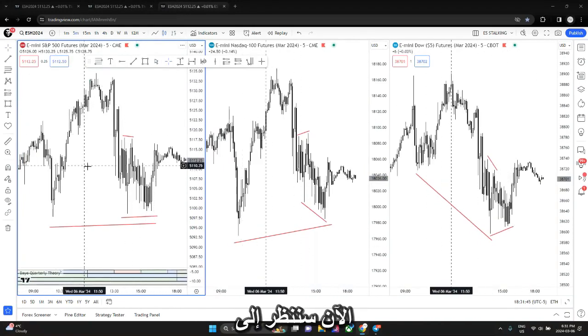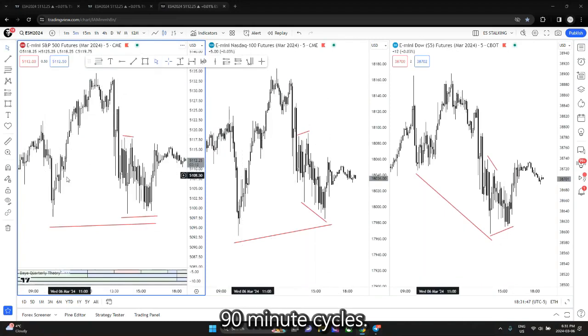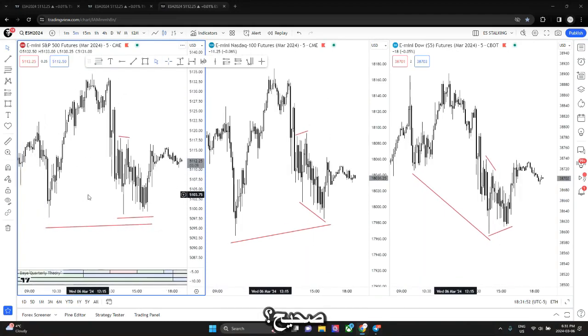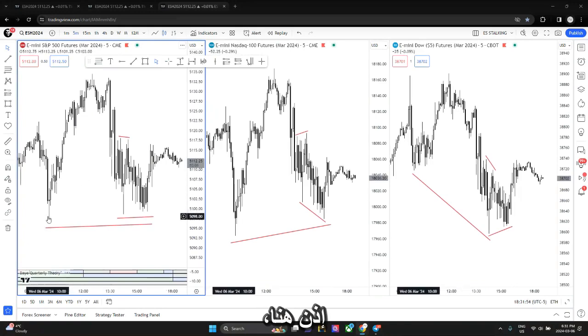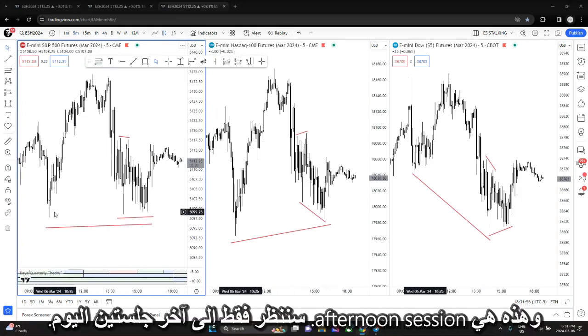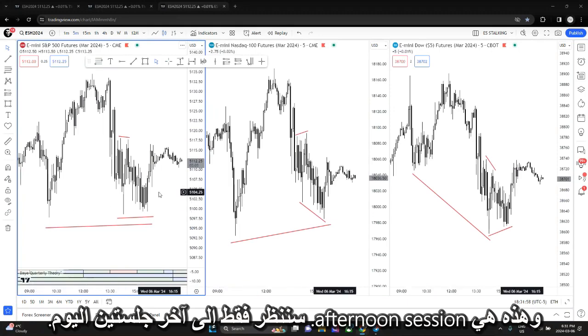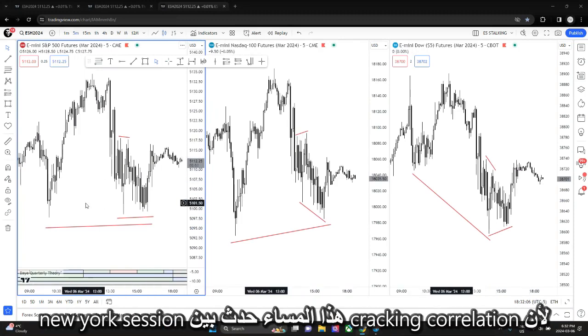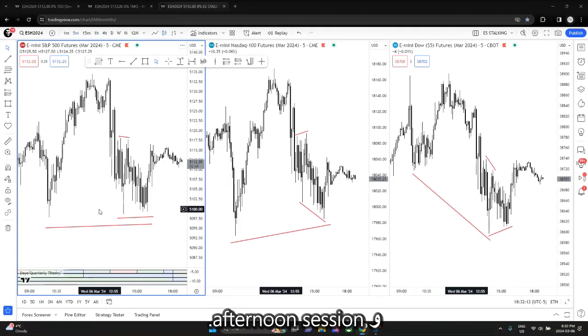So now we're going to be looking at the 90-minute cycles, right? So right here, and this is the afternoon session. We'll just be looking at the last two sessions today. We already looked at the New York session, right? Now we're looking at the afternoon session. Why? Because the cracking correlation this evening happened between the New York session and the afternoon session.